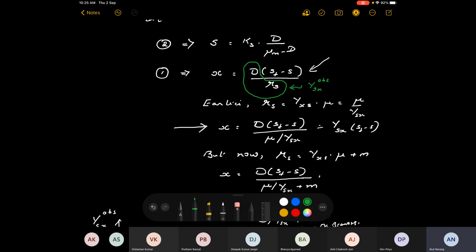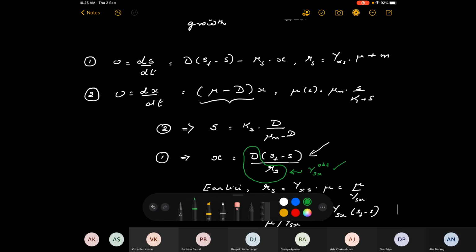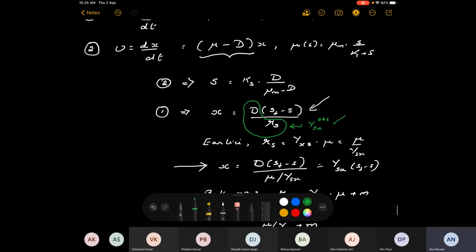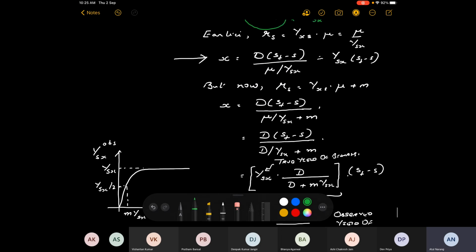Are you with me so far? They could have given it any other name. So you can now see that this quantity Y(SX) observed is a measurable quantity. Why? Because at every D you can calculate rS. If I give you D, then rS can be calculated as D multiplied by (SF minus S) divided by X. So, Y(SX) observed, go down here.